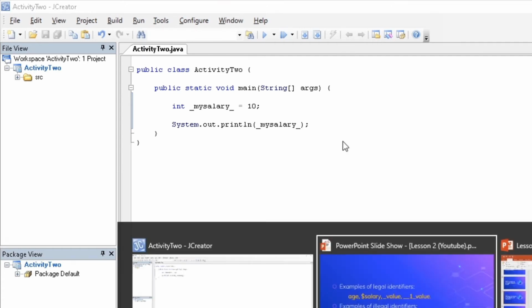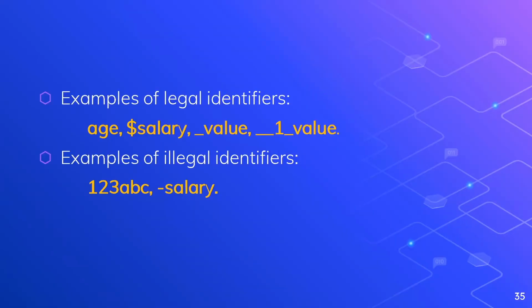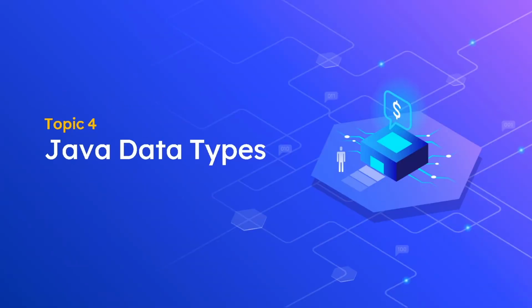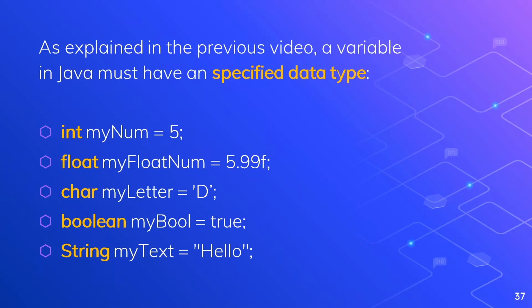Okay, so let's proceed to our topic 4, which is Java data types. As explained in the previous video, a variable in Java must have a specified data type. It can't be without a data type. As I said, this is the format we need to follow. Because how would Java identify whether it is a string or a number without a data type?